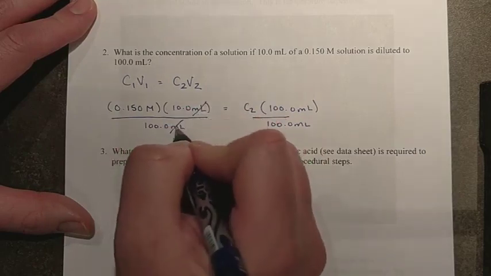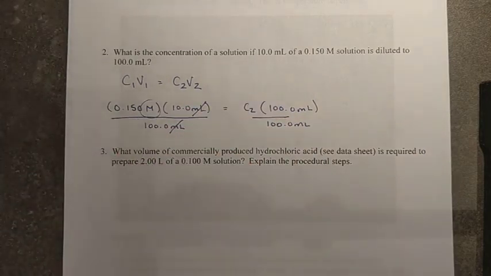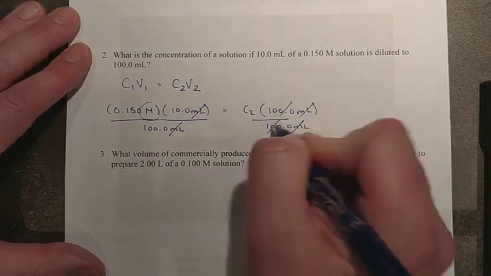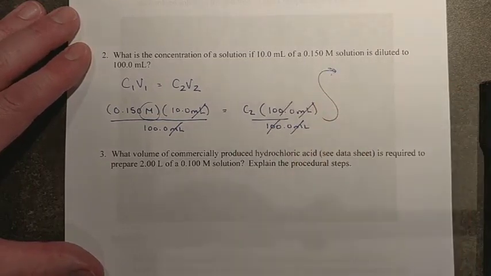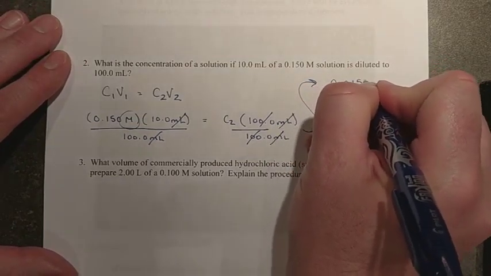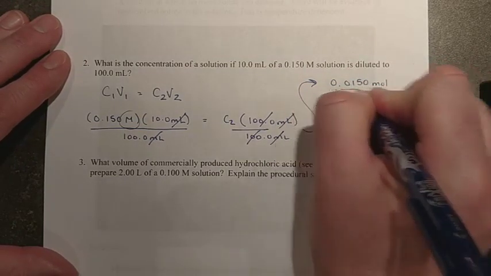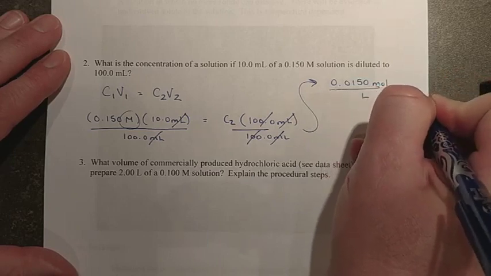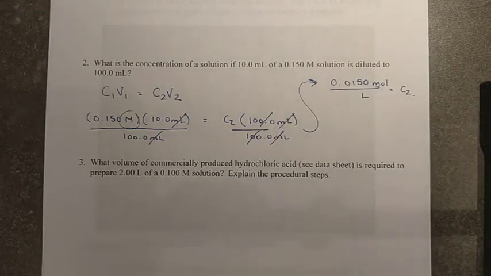You can see mils cancel, and I'm just left with a mole per liter concentration. As we finish that off, we just have to run this through our calculator, and the calculator spits out 0.0150 moles per liter as the new concentration. All right, if gas laws and Boyle's and Charles' law were all working well for you, this dilution equation should be very simple for us as well.